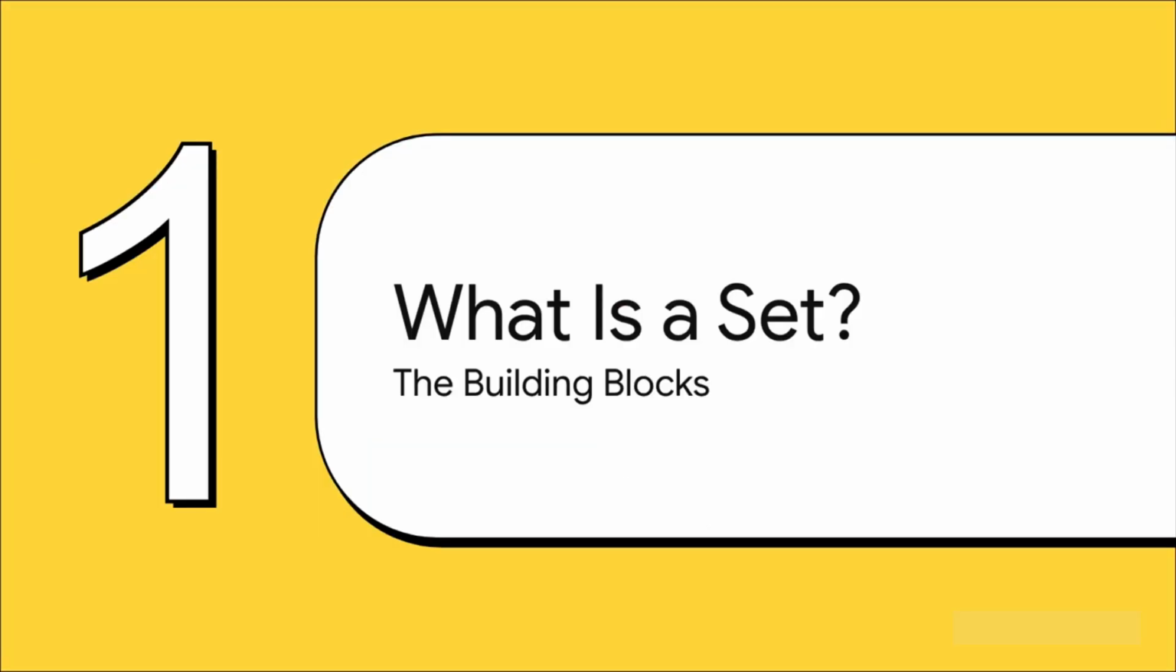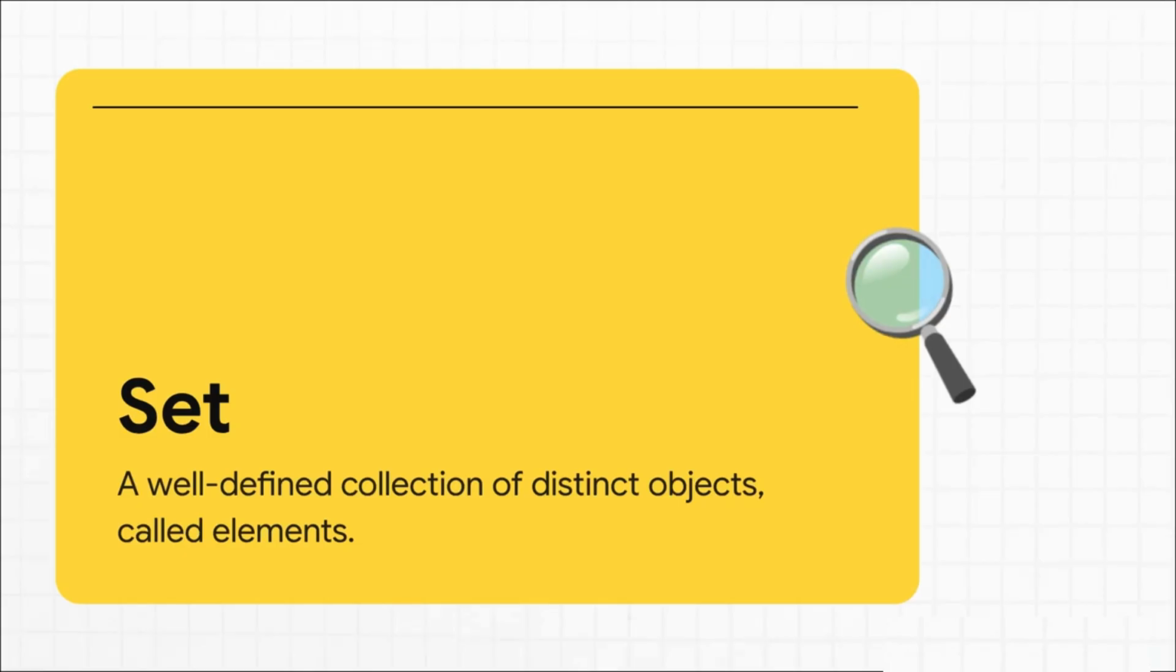Section 1. What is a set? Think of this as the ground floor. It's the absolute foundation you need before we can build up to all the other cool ideas in math. So what even is a set? Well, it's just a collection of distinct objects, and we call those objects elements. Now, the key phrase here is well-defined. That just means we can tell with 100% certainty if something belongs in the set or not. There's no guesswork, no maybes, it's either in or it's out.